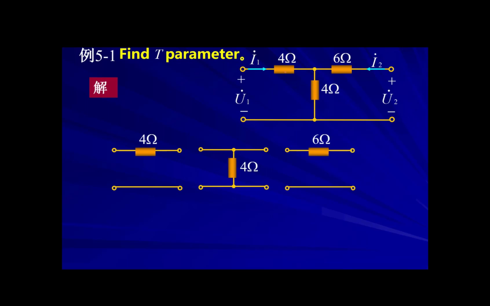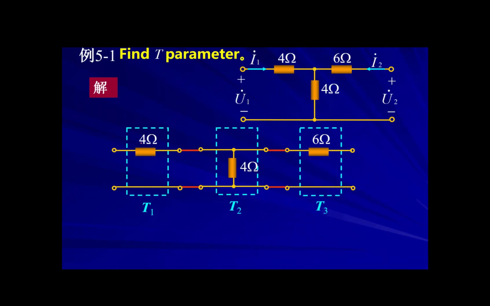We can treat these three components as three different two-port networks and cascade them. This is network 1, network 2, network 3. So the total T parameter will be T1 multiplied by T2 multiplied by T3.